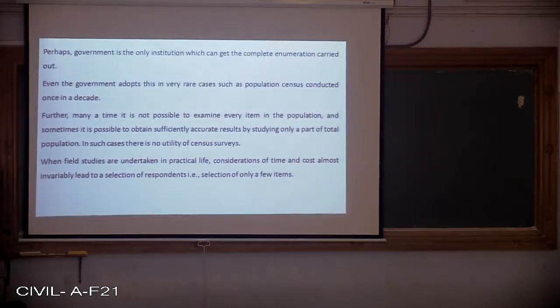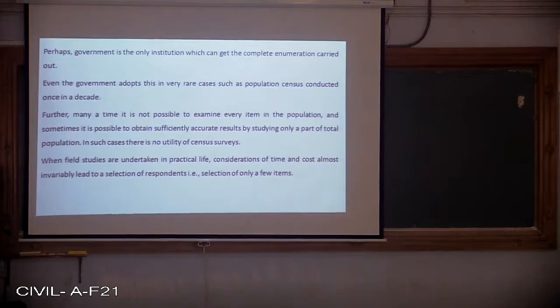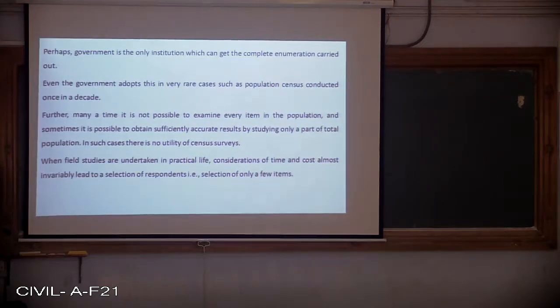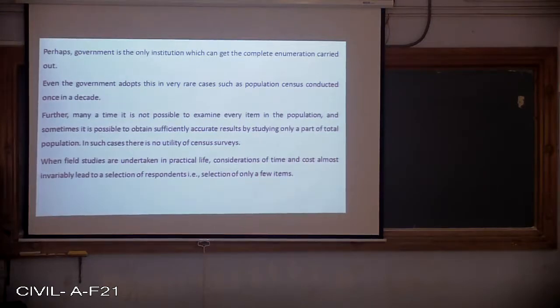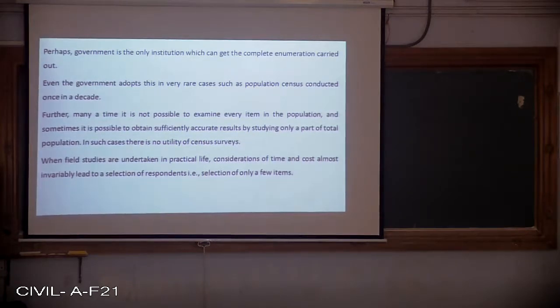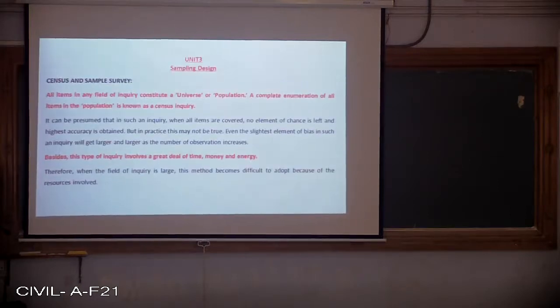Perhaps government is the only institution which can get the complete enumeration carried out, because these projects are carried out by central government or state government as they have got everything with them. One individual cannot construct. I alone cannot construct a dam, I alone cannot construct a college, I alone cannot construct a mall. There are some projects which government has to take care of. It is only one body which can handle these types of designs, taking care of time, money, energy.